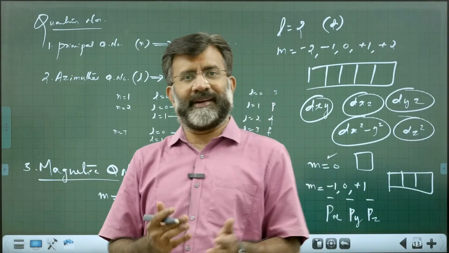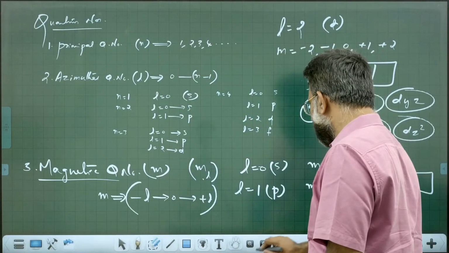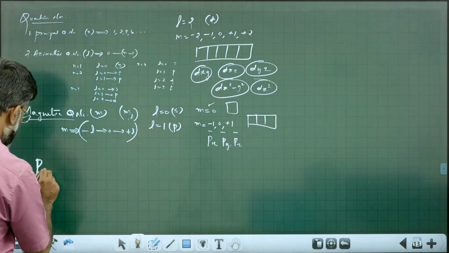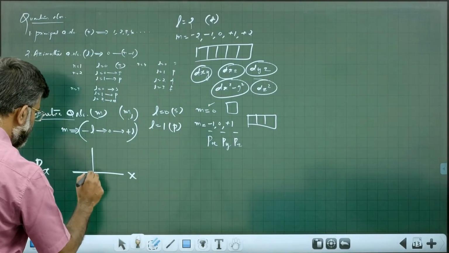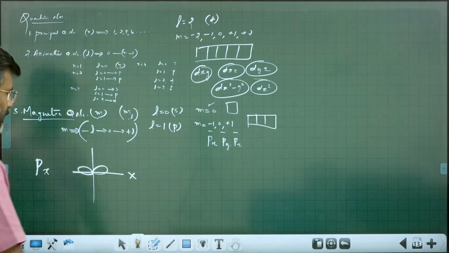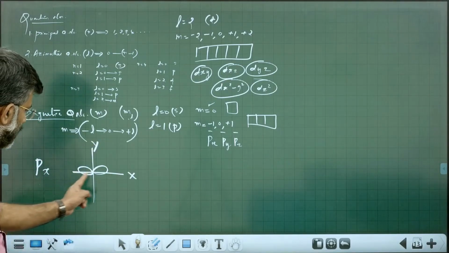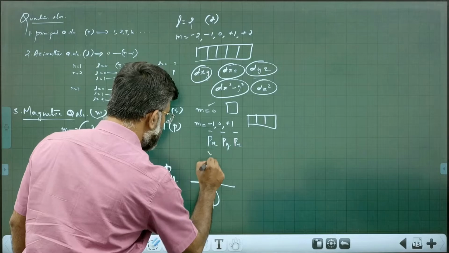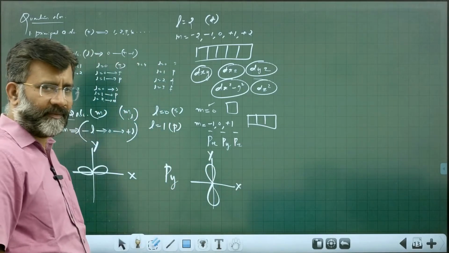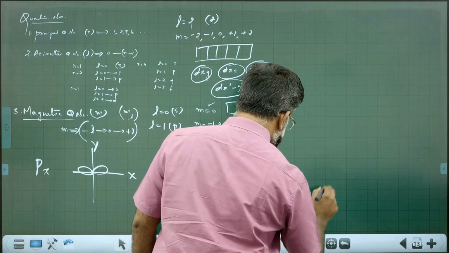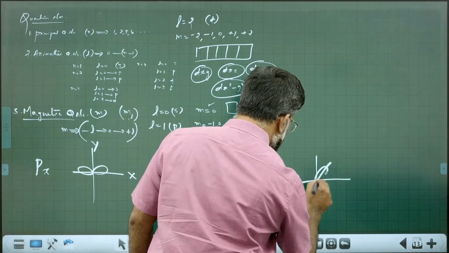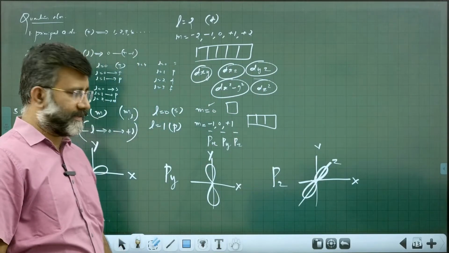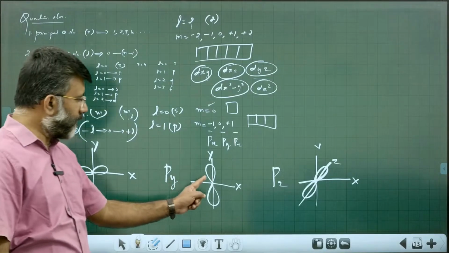How are their orientations coming? Very, very important. This is Px, along the x-axis. The lobes are through the axis. What is Py? This is the Py orbital. What is Pz? With the x-axis, y-axis, z-axis, the lobes are coming through the z-axis. You see, this is Px, this is Py, this is Pz.